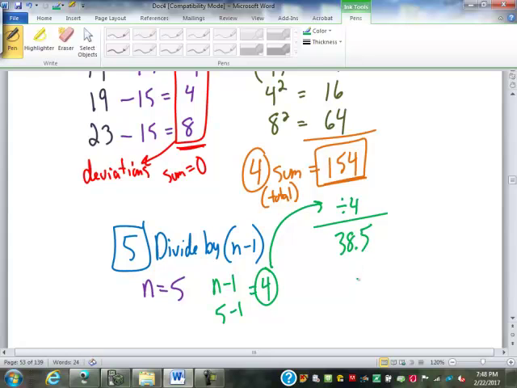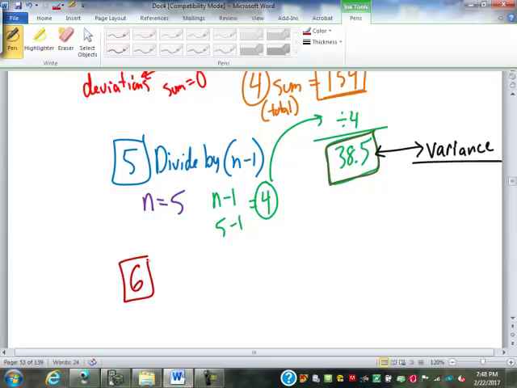Which I believe is 38.5. Is that correct? Yes, 38.5. Perfect. This number we just calculated here, we said at the end of step 5, we would have the variance. 38.5 is the variance of this data set. Only one more simple step and we're there.